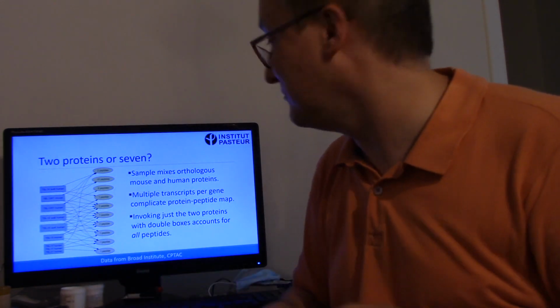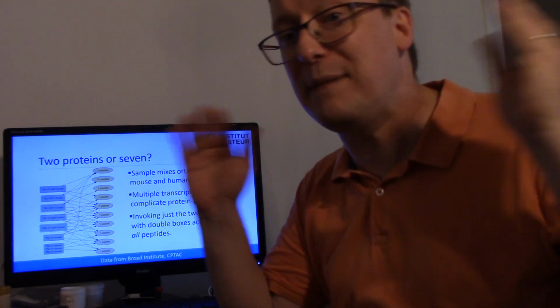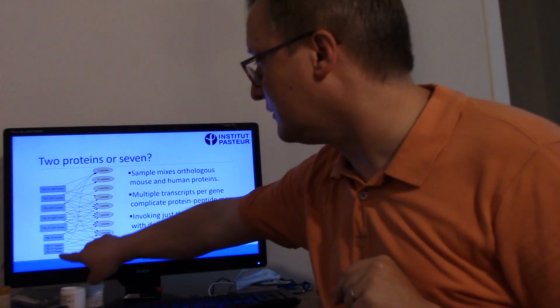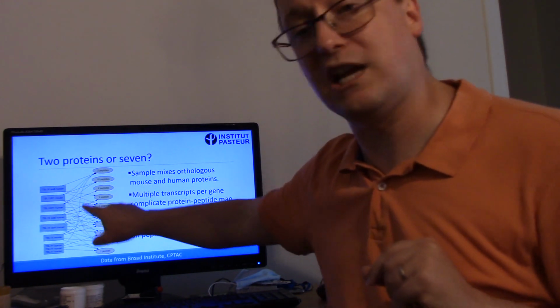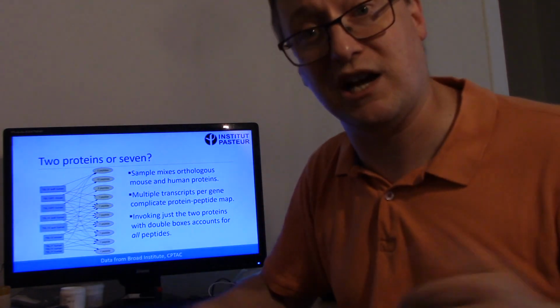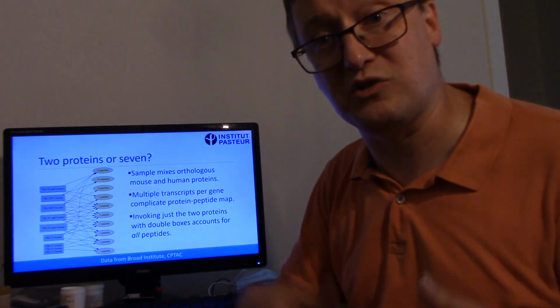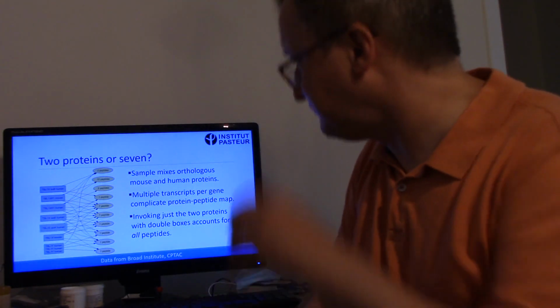So we see that in this case I've created a bipartite graph where everything on the left is a protein, everything on the right is a peptide, and these lines indicate which proteins can be justified based on which peptides at the right. So those arrows are indications that this protein can explain those peptides.